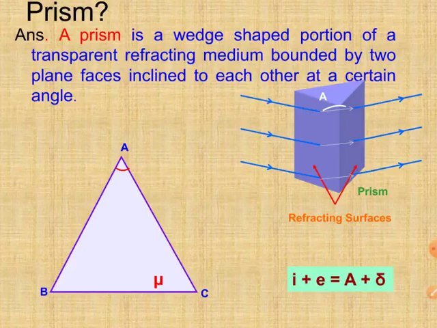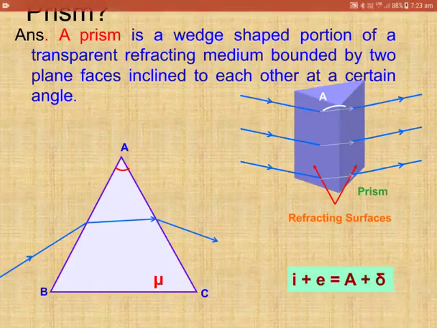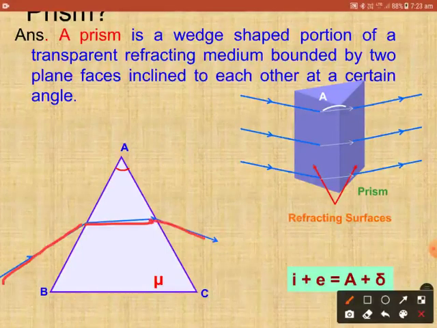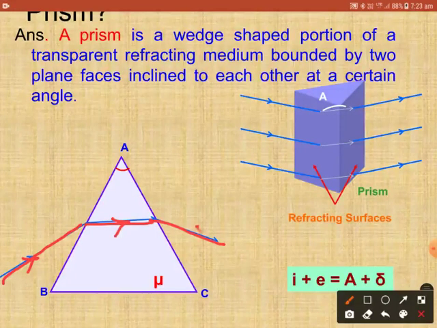Now let's take it that a light ray, or white light, is passed through this surface AB like this, and it will be refracted here and emerge out. So we call this light ray the incident ray, the refracted ray, and the emergent ray. The first one is the incident ray, then the refracted ray, and when it comes back again into the same air medium, we call that ray the emergent ray. Got it?